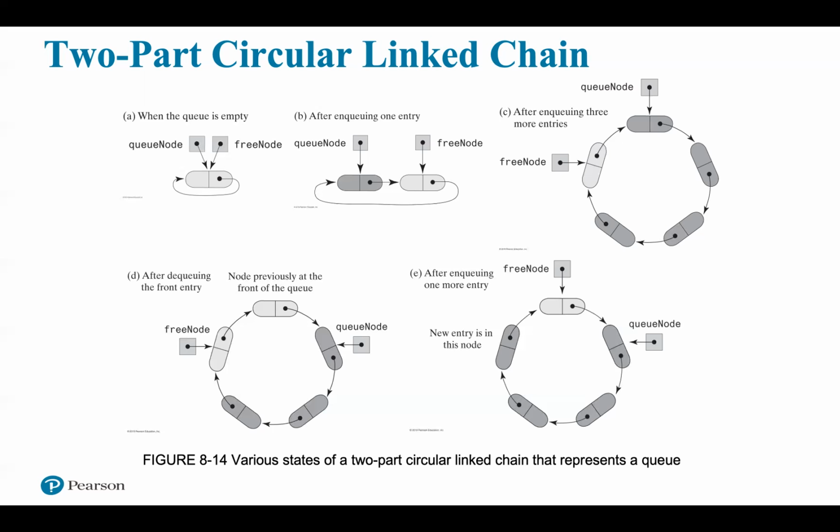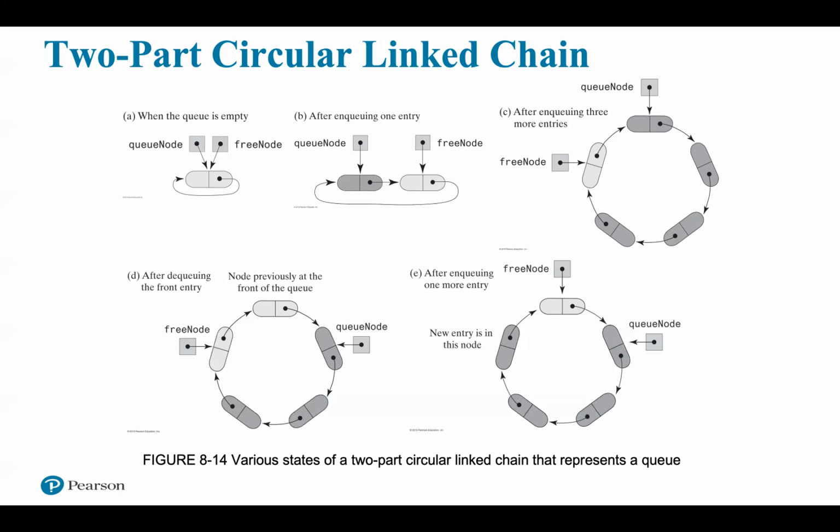A subsequent addition, since it is at the back of the queue, uses the node that free node references. We then advance free node. Figure 8-14e shows a chain at this point. Notice that we did not allocate a new node for the additional entry in this case. How can we tell whether we must allocate a new node when we add to the queue?